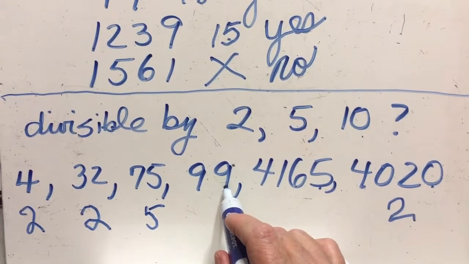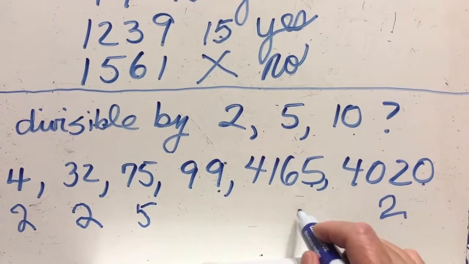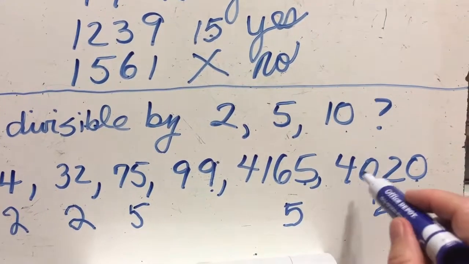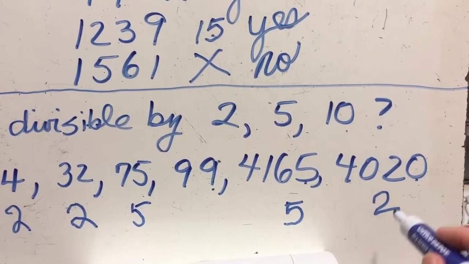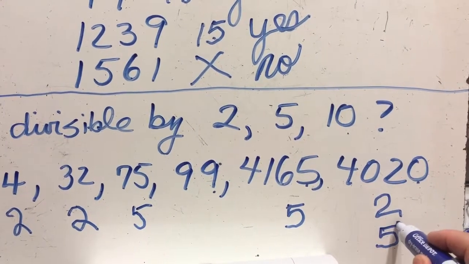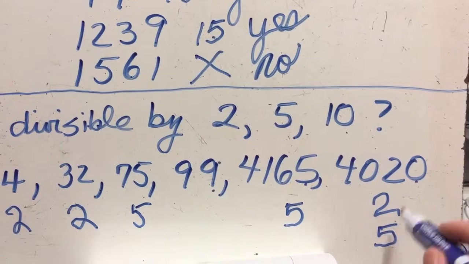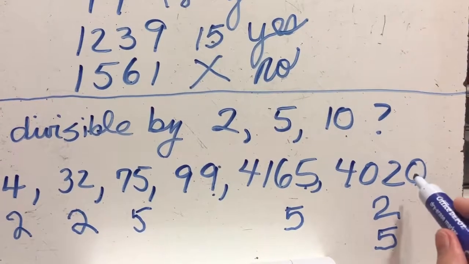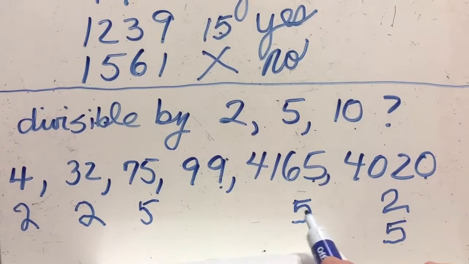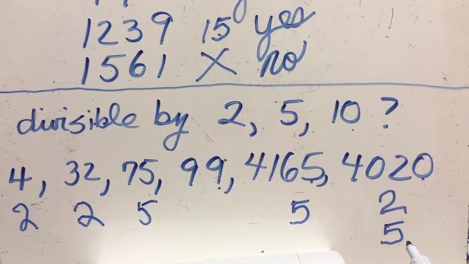No, because that one's a 9 on the end. That one's a 5 on the end, so yes, it is divisible by 5. And then this one is a 0 on the end, and 0 is one of the numbers that would make it divisible by 5. Remember, it was divisible by 5 if there was a 0 or a 5 on the end. So we had 3 of those numbers that were divisible by 5.